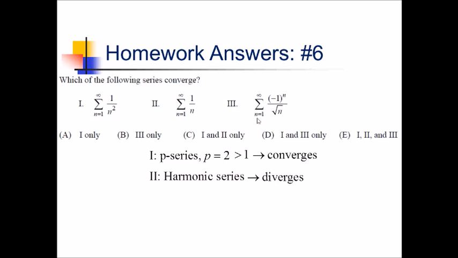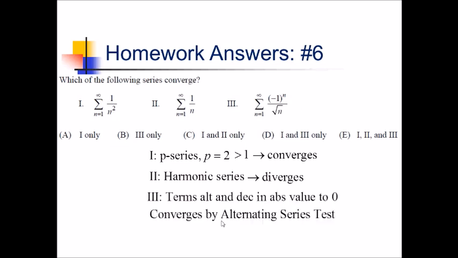Option 3, these terms are alternating and decreasing in absolute value to 0 if you take the limit of the nth term. So this is going to converge by the alternating series test. So then at the end of the day, options 1 and 3 converge. So that's choice D.